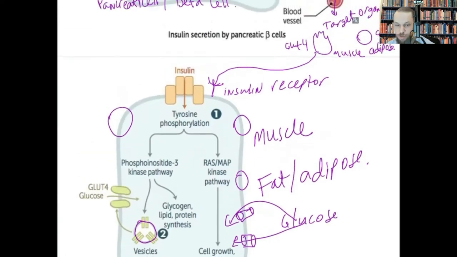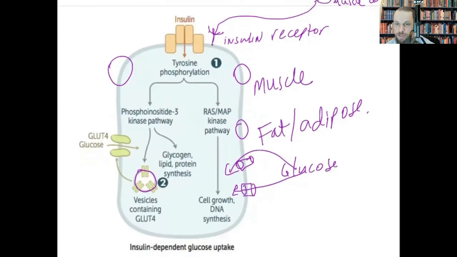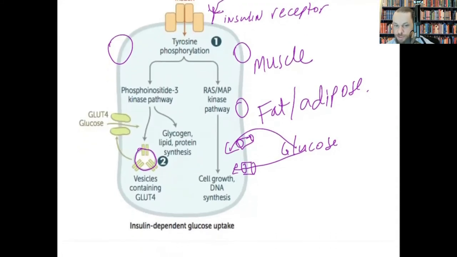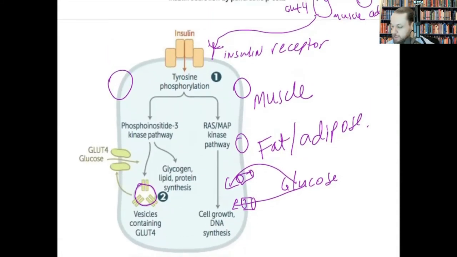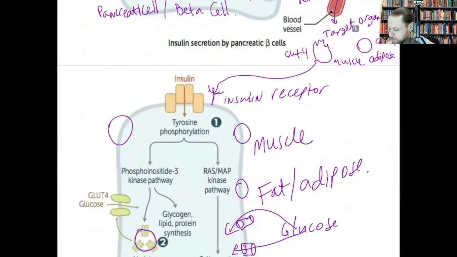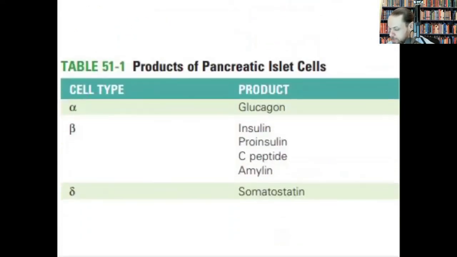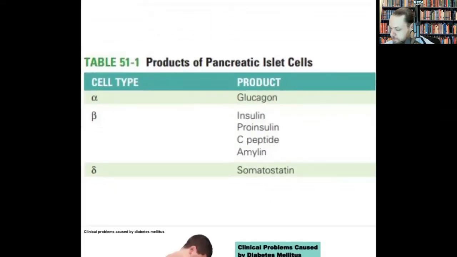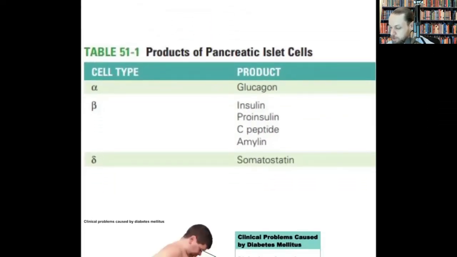So this is what happens normally on anyone who does not have any pathology, no disease process. Once they eat a meal that has a lot of glucose, this is essentially the function of these hormones. But here we see again just the type of cell and the hormones they produce. So alpha cell, glucagon, and beta cell makes insulin.